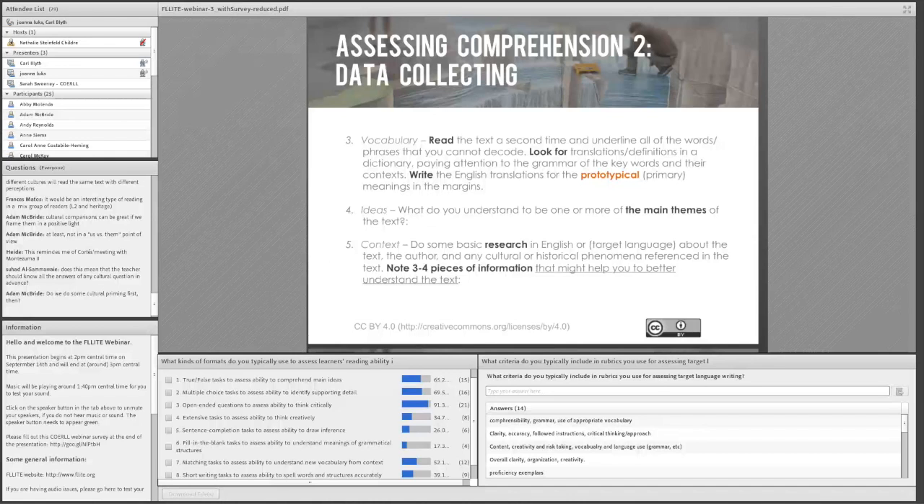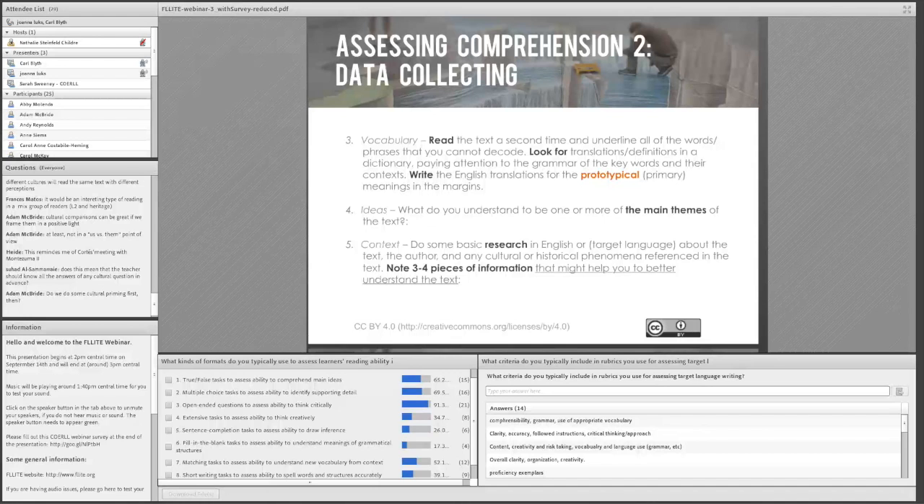The next step is related to ideas. What do you understand to be one or more of the main themes of a text? Now, themes may be something that you have to do a little work with your students. Give them some examples before you expect them to be able to do this on their own.